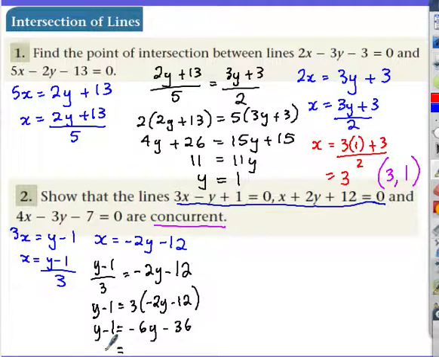Only do plus 6y over here. 6y plus y is 7y, yeah, he's got you there. But you're right, equals negative 35. So then y equals, yeah, y equals negative 5.